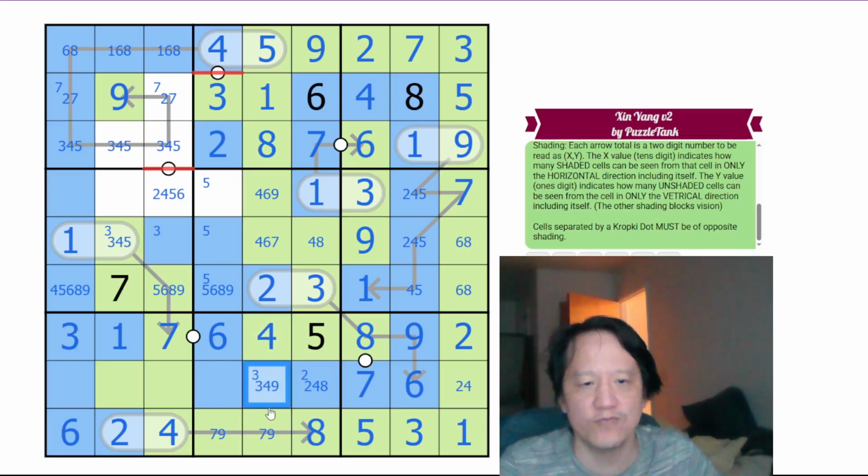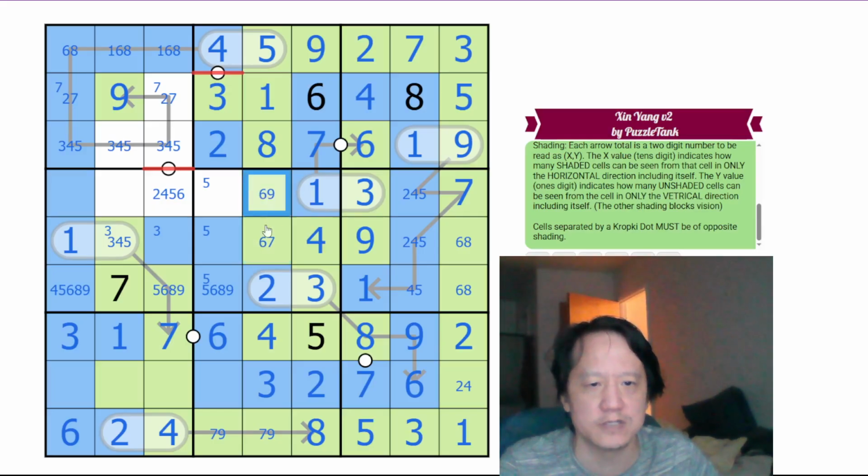This can't be 4 or 9, so this must be 3. This can't be 4 or 8, it's 2. 8 eliminates 8 here, so it's 4. That eliminates 4 in the rest of the box, so this is 6, 9, or 6, 7. This can't be 6 because of 6 in the column.